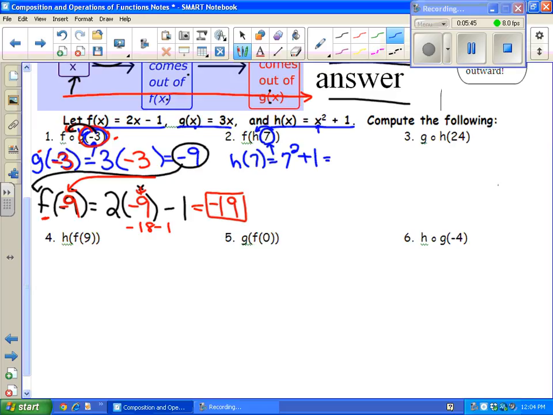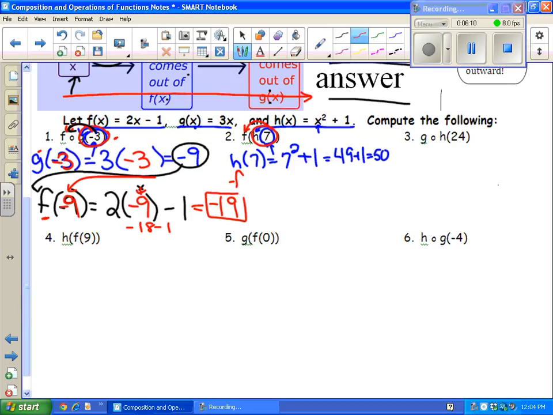You might want to get your calculator. Some of these numbers do get large. So that's going to be 49 plus 1, and 49 plus 1 is 50. Is that my final answer? No. This is a composite or a composition of functions. So now I'm going to take what comes out of H and I'm going to put it where? Into F.